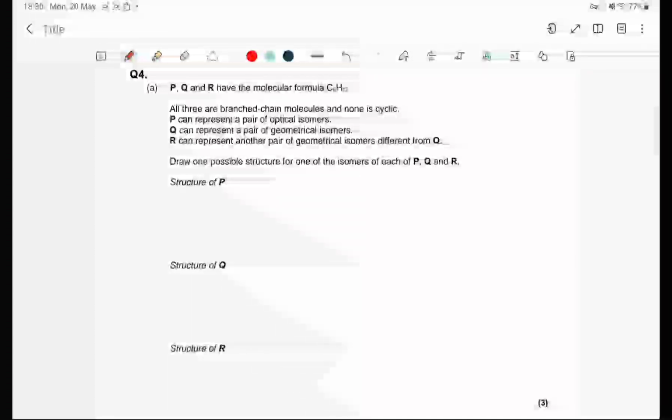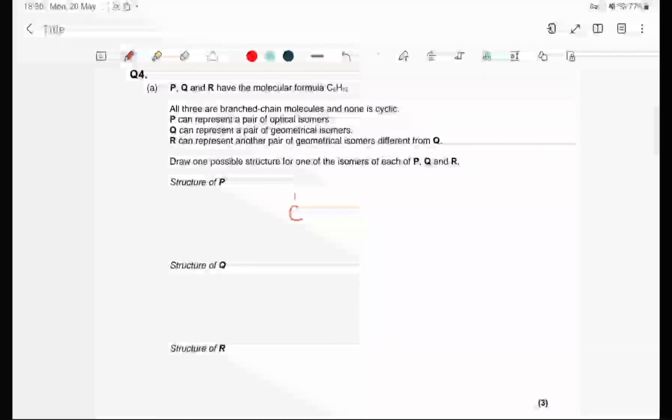So P has a structure where there are 2 different optical isomers, and therefore there must be 4 unique groups coming off a single carbon. So I'm going to start with my carbon in the middle. And of course, I know that it's got to be branched, although I know anyway because it tells us in the question. But actually, you know that it can't have 2 hydrogens coming off of it because that would be 2 groups that were the same and therefore not 4 unique groups.